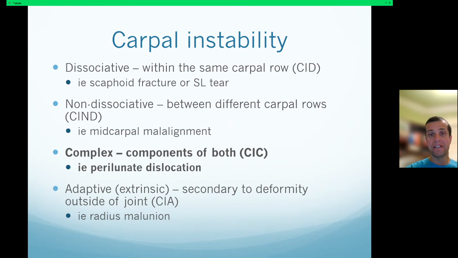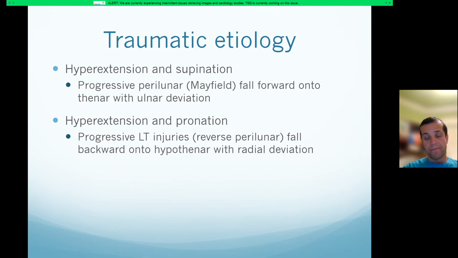Other types of carpal instability are adaptive, which is extrinsic. It's secondary to deformity outside the carpal, outside the corpus. For example, radius malunion could be such a cause.